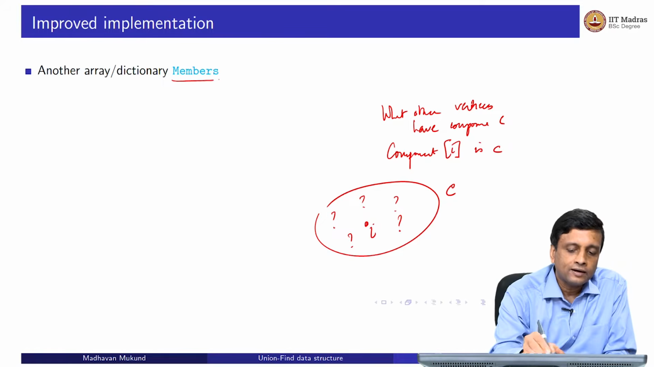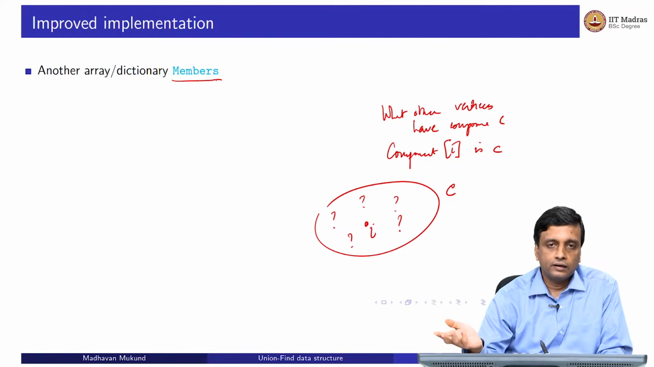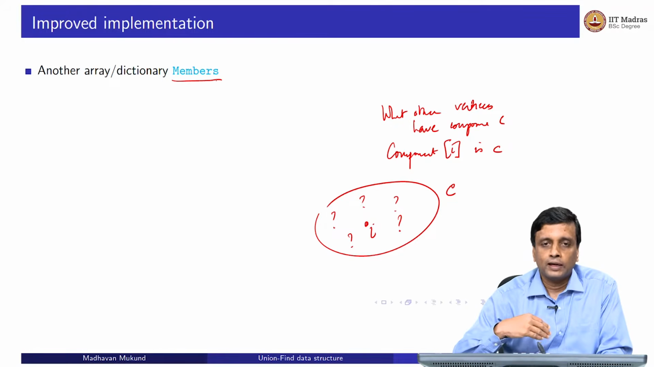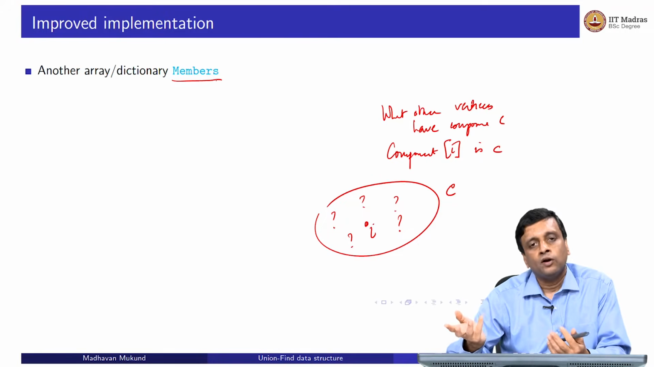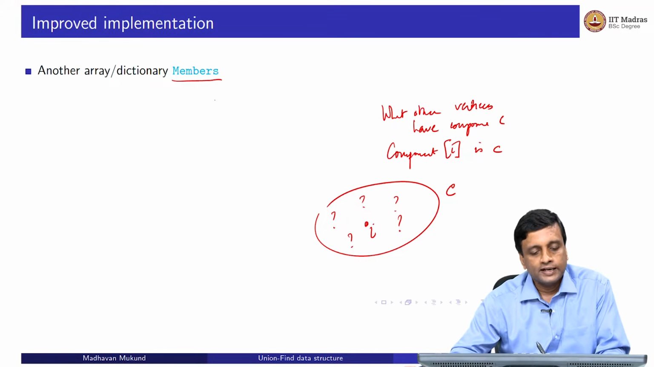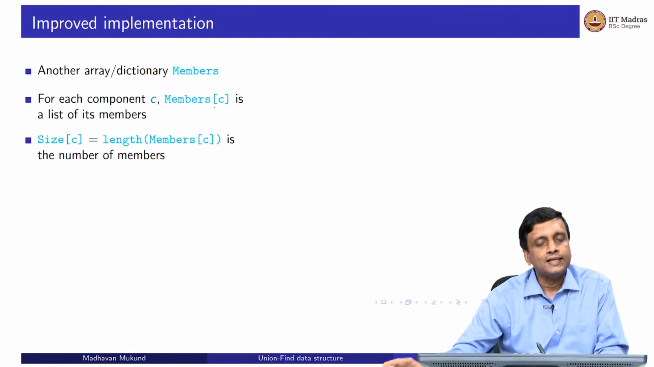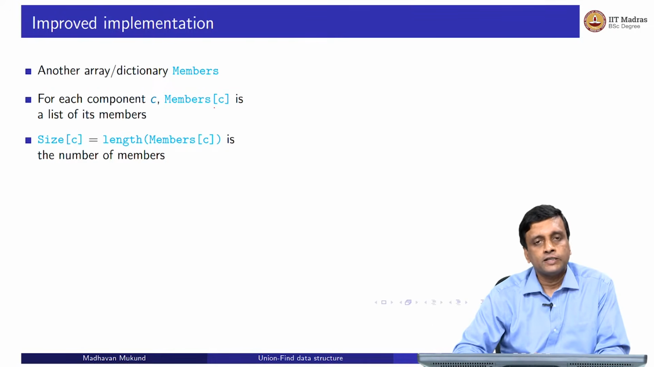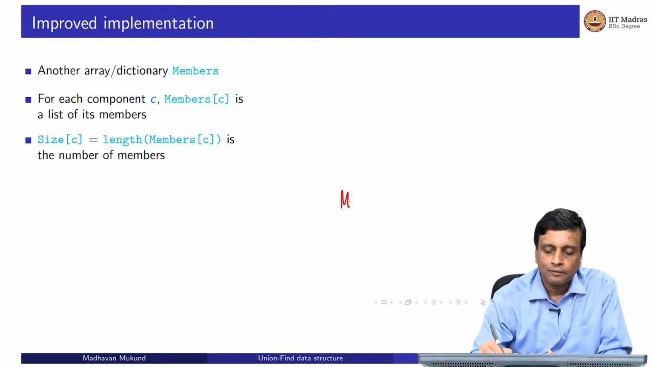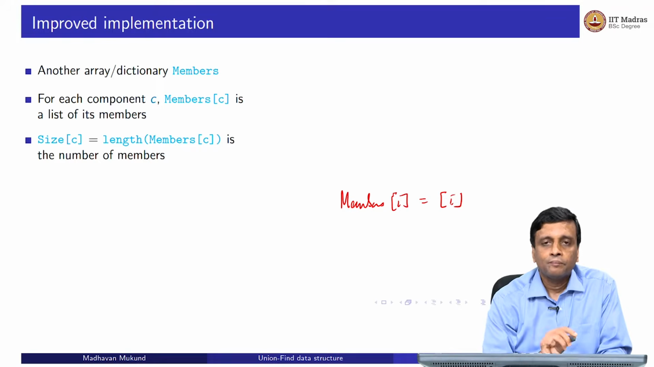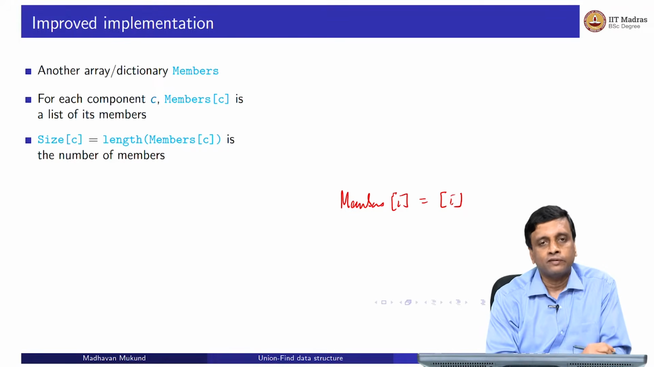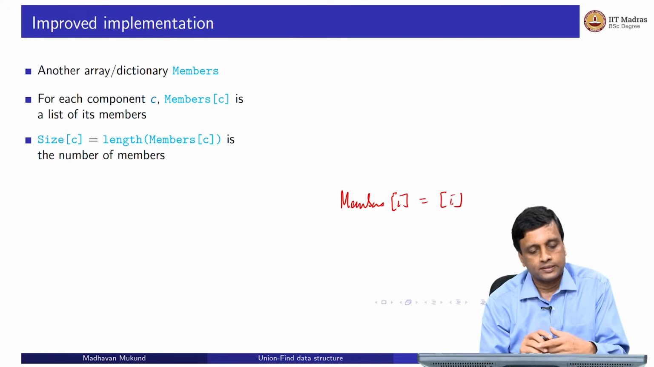So now we keep track of a dictionary going the other way. Component tells us, given a vertex, which component it belongs to. Members tells us, given a component, which are the vertices which belong to it, right? So members of C will be a list of vertices. Initially, for example, the members of the ith component will just be the list I, because initially every component has only one vertex, but as it grows, it will be a longer list, right?